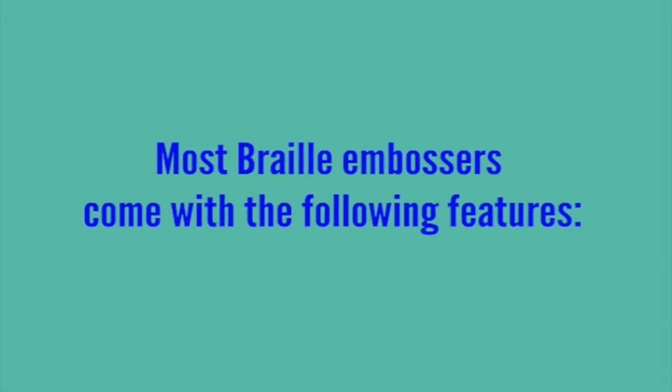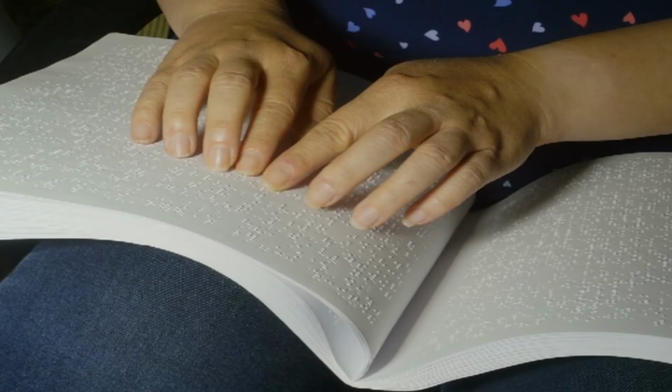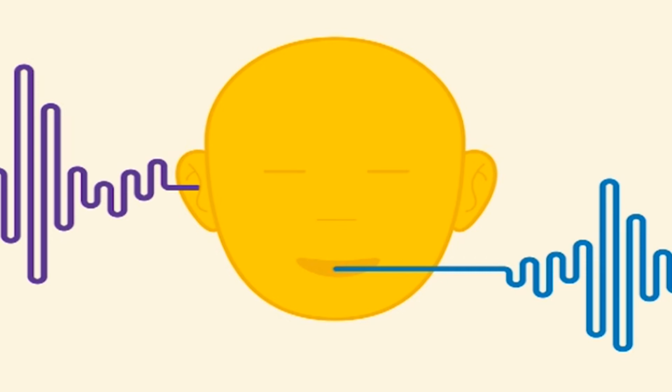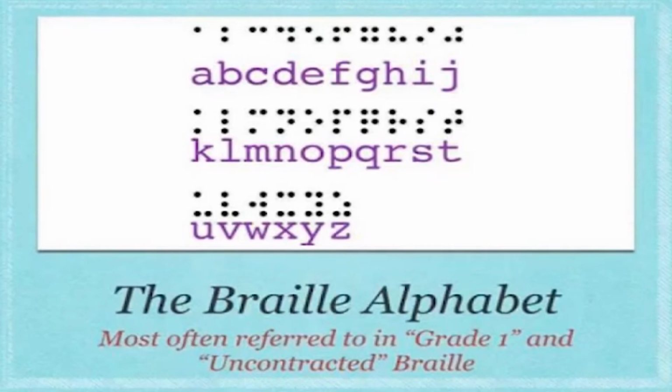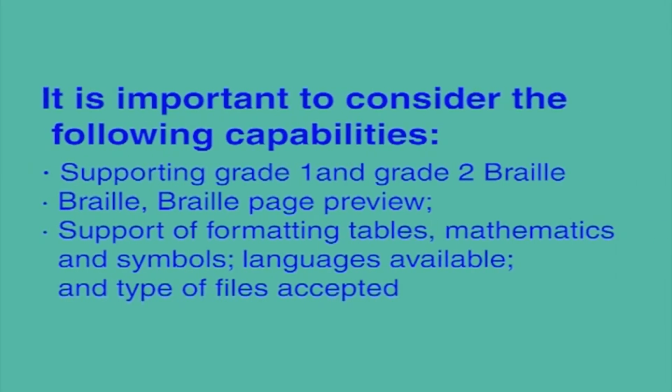Most Braille embossers come with the following features: transcribe print text into embossed Braille output, speech feedback as you use the embosser. Embossers vary with printing speed, line width, and type and weight of paper used. Available in single or double-sided. It is important to consider the following capabilities: supporting grade 1 and grade 2 Braille, Braille page preview, supporting of formatting tables, mathematics and symbols, languages available, and types of files accepted.